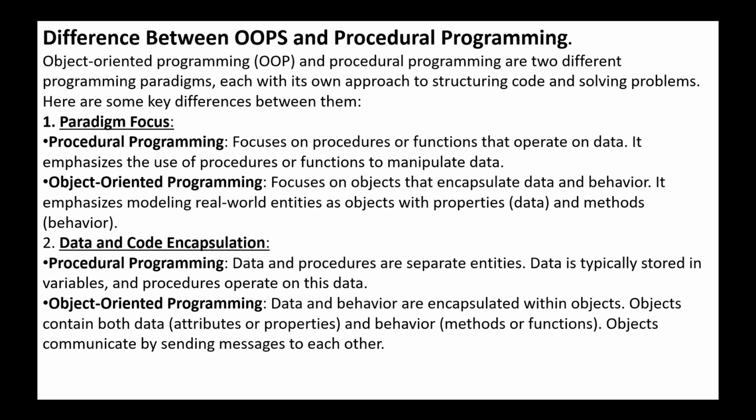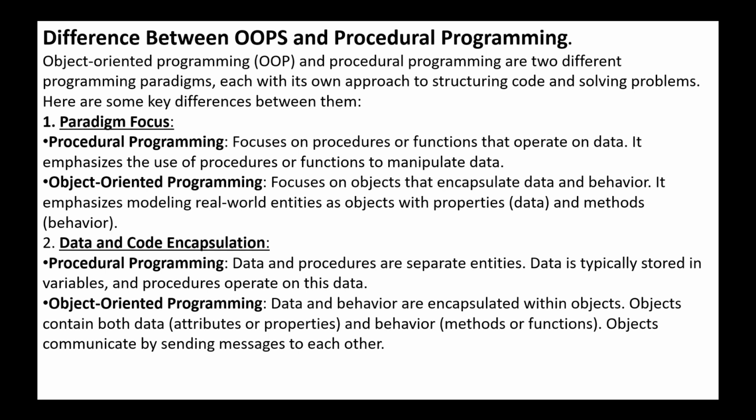2. Data and code encapsulation. Procedural programming: data and procedures are separate entities. Data is typically stored in variables and procedures operate on this data. Object-oriented programming: data and behavior are encapsulated within objects. Objects contain both data, attributes or properties, and behavior, methods or functions. Objects communicate by sending messages to each other.